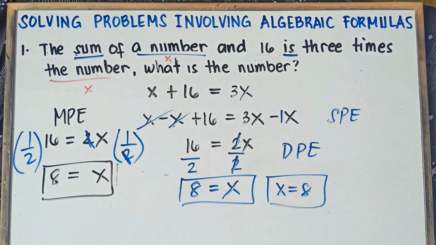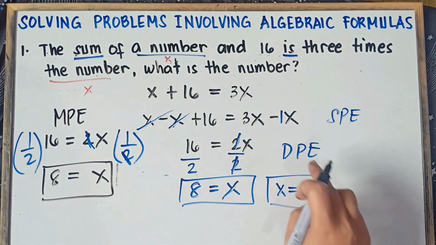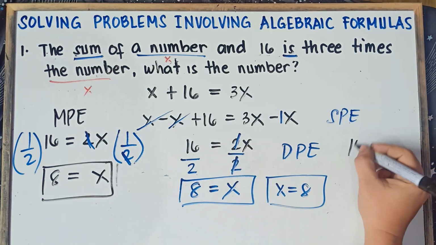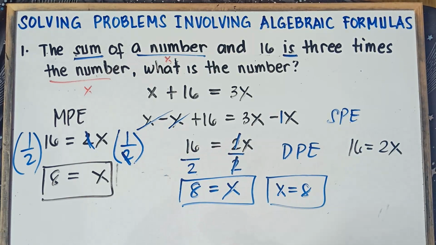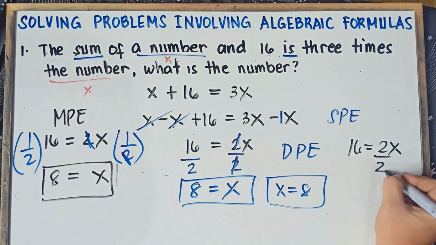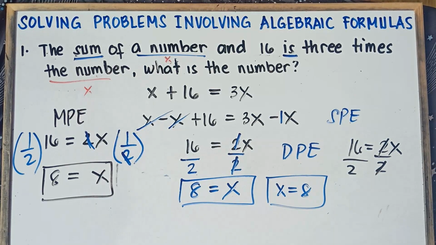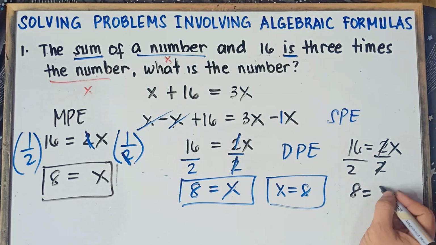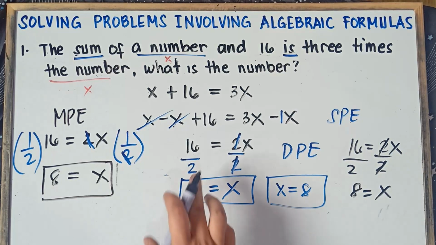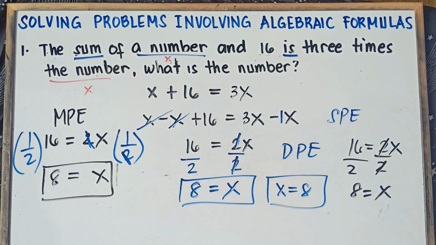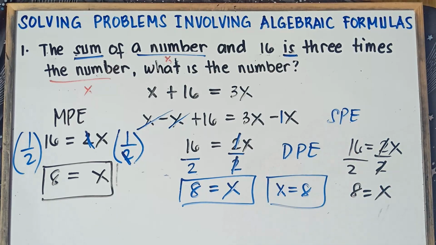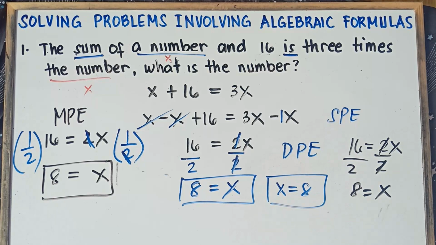But it will take time, class. That's why, class, it's better to use the division property of equality. If you have this kind of equation, 16 equals 2x, simply divide both sides by 2, class. This is what we call the division property of equality. And then you will get 8. 16 divided by 2 is 8, equals x. For me, class, if you have an equation like this, it's better to apply the division property of equality to make it easier.